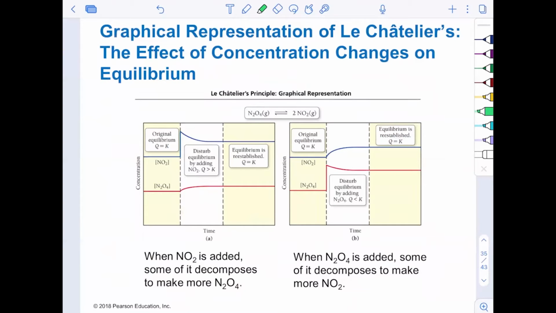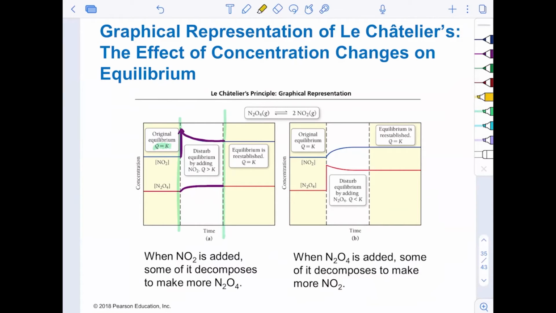Graphical representations, I think, are super helpful. Equilibrium is established right here in this yellow, right? Q is equal to K. If we add something, like say NO2, a product, the equilibrium is going to shift to start decreasing the amount of that product, increasing the amount of reactant, until again we restore equilibrium and Q is equal to K.